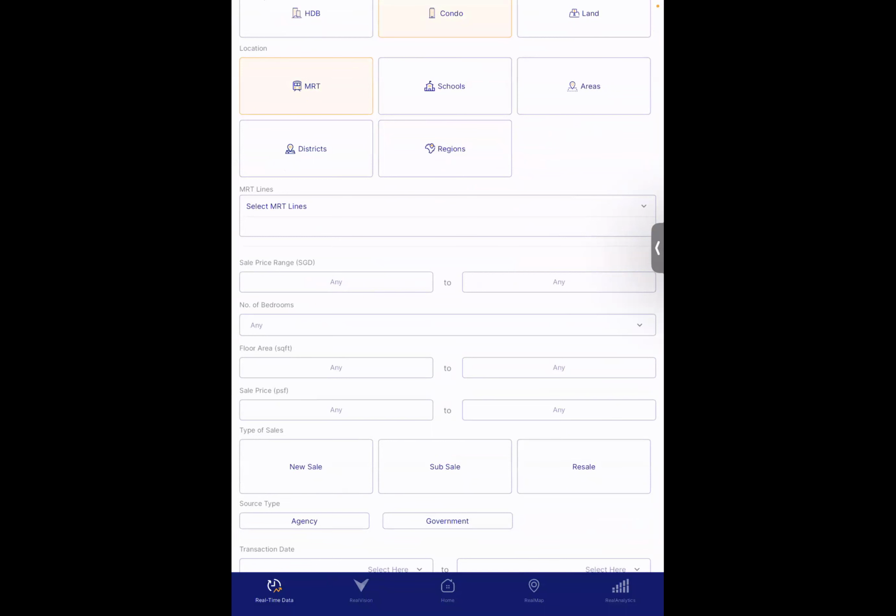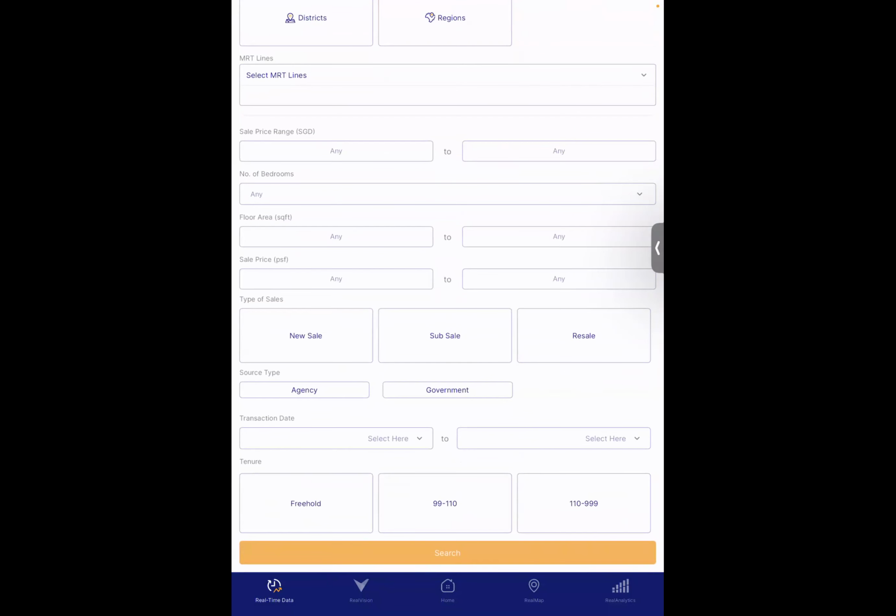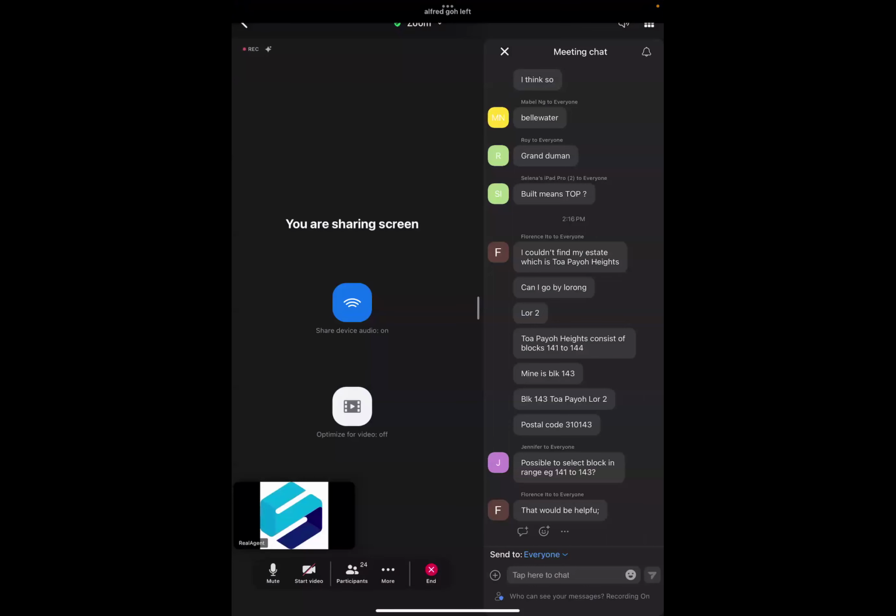Okay, so you can choose what type of filters you want, and then filter out the transaction information. Okay, residential transactions, any questions so far? Okay, then we move on to the commercial side.